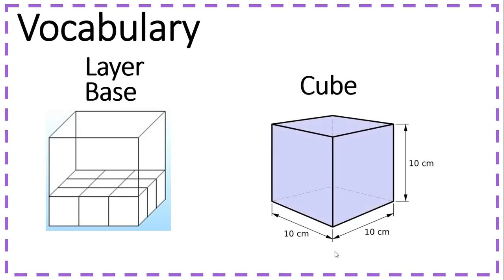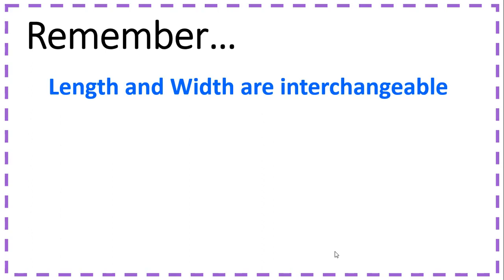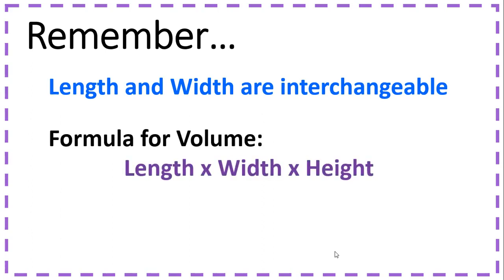Here we have a cube. Notice all the side measurements are all 10 centimeters. When the length, width, and height are all the same measurement, such as 10 centimeters, we know that's a cube. Remember, length and width can be interchangeable, which means that in the formula of length, width, and height, you can list the length or change it with the width, depending on how the rectangle or the rectangular prism is shown.